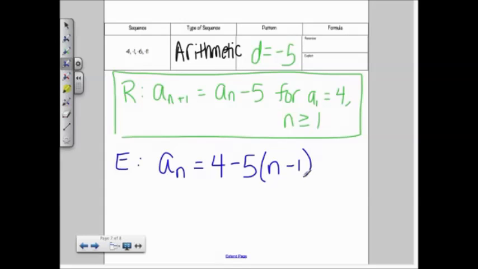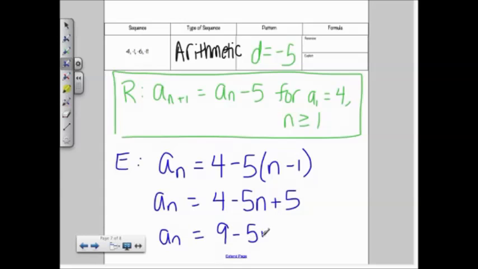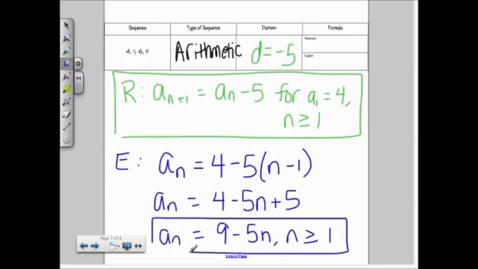And then I can go through and distribute it. So I end up getting 4 minus 5n. Be really careful, this is a plus 5. So then you get a sub n equals 9 minus 5n, which again should make sense to you because your a sub 0 would technically be 9 and you're subtracting 5 for every term that you are doing in this sequence. So we're going to say for n is greater than or equal to 1, and then we are done with this problem. All right, last one.